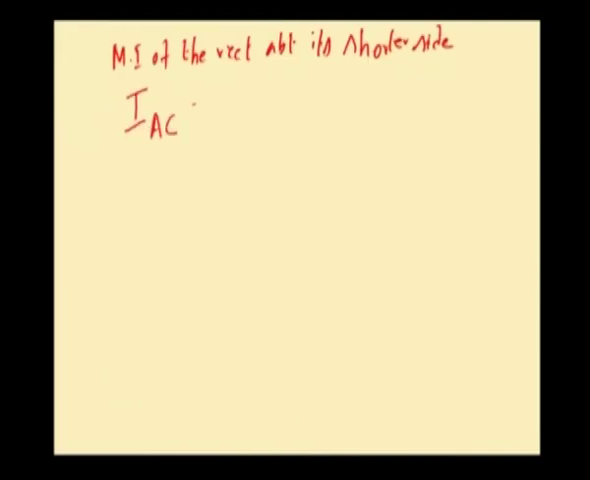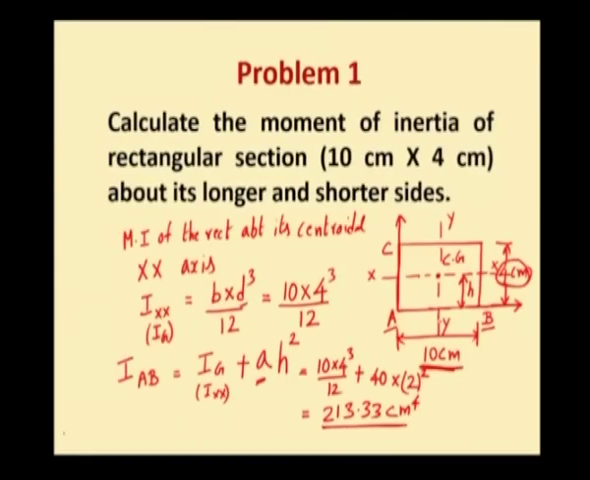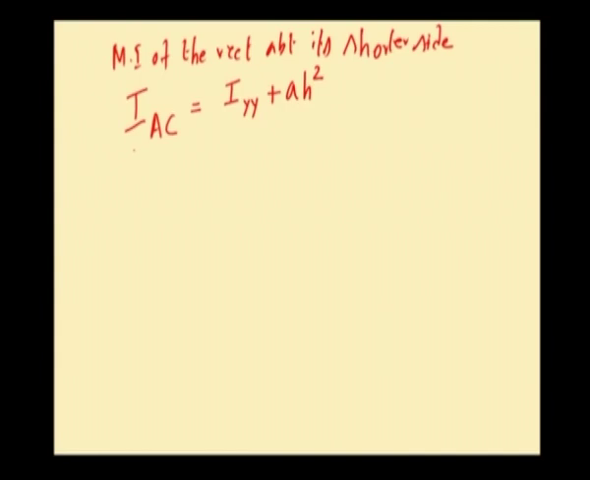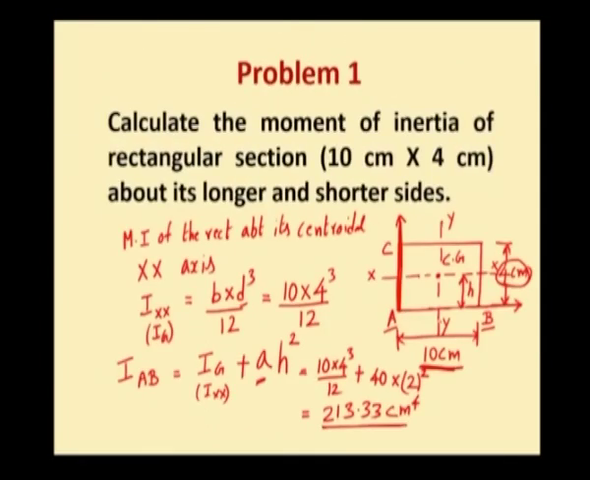I_AC will be equal to I_YY plus A h square. Now, we need to get the moment of inertia of this rectangle about the shorter side AC. The centroidal axis parallel to the shorter side AC is the YY axis. So, the equation will be I_AC equals I_YY, which is now our I_G value, plus A h square.